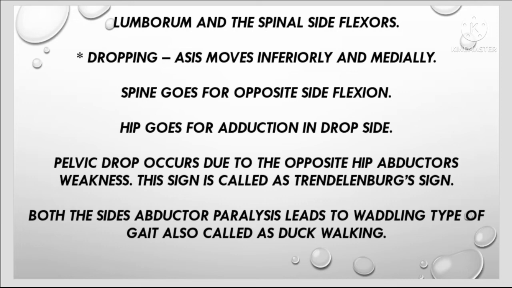Dropping. ASIS moves inferiorly and medially. The spine goes for opposite side flexion. The hip goes for adduction on the drop side. Pelvic drop occurs due to weakness of the opposite hip abductors. This sign is called Trendelenburg sign. Paralysis of the abductors on both sides leads to a waddling type of gait, also called duck walking.